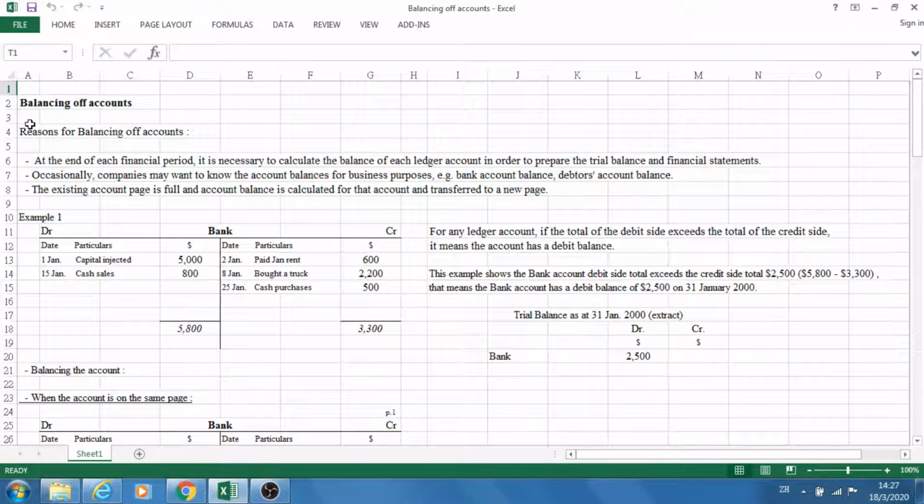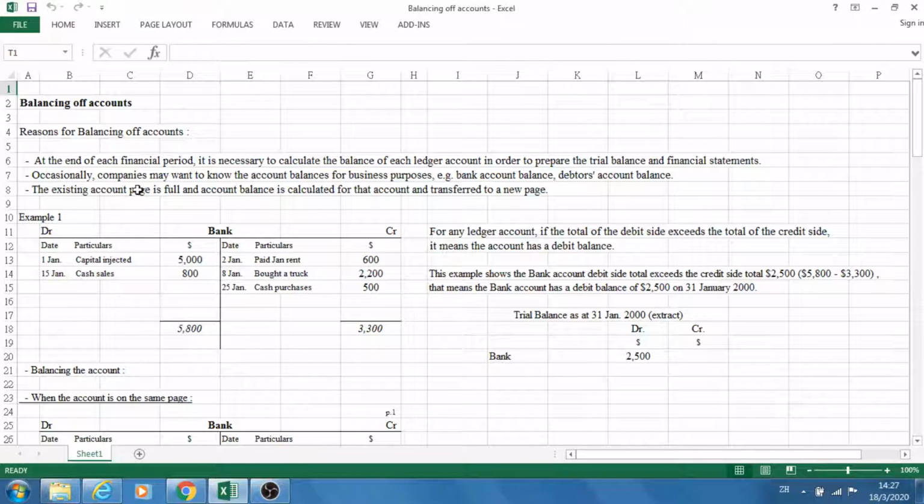Hello everybody. This video explains balancing of accounts. There are many reasons for balancing of accounts. At the end of each financial period, it is necessary to calculate the balance of each ledger account in order to prepare the trial balance and financial statements.